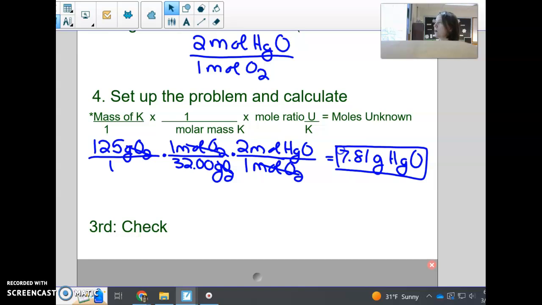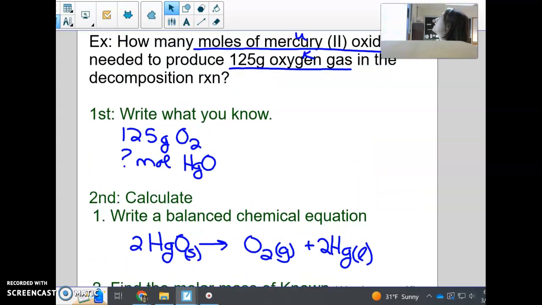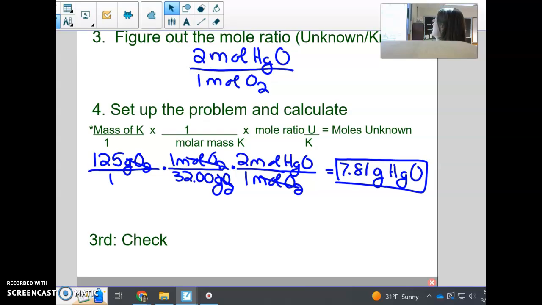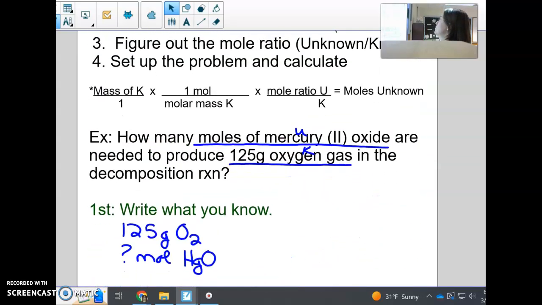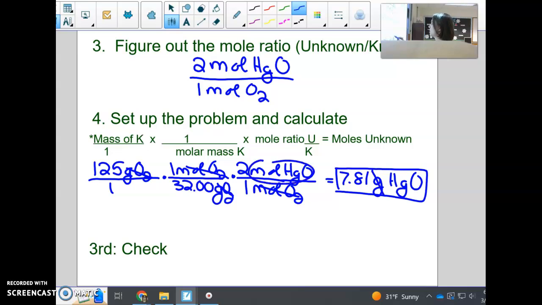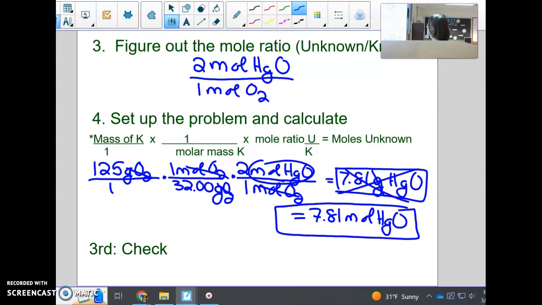Now we're going to double check our answer. So did we answer the question? How many moles of mercury oxide? Yes, we did. No, we did not. Moles, let's see. Uh-oh. I hope you guys caught the unit error. It's not grams, it was moles all along. 7.81 moles mercury oxide. There's a big difference there. You caught it. Good job.